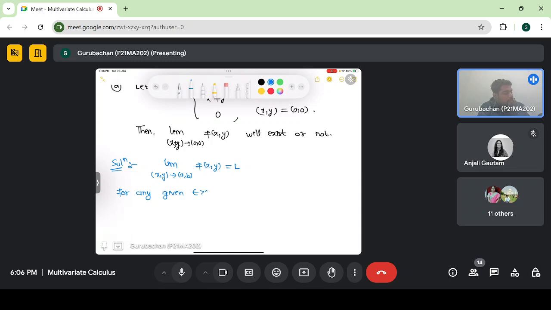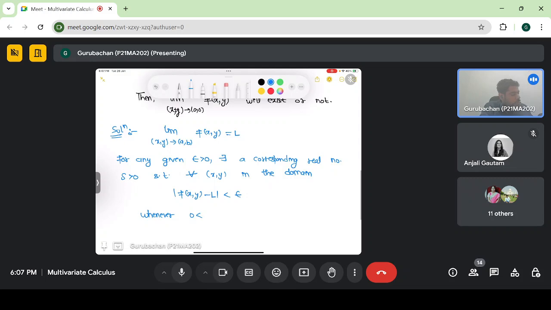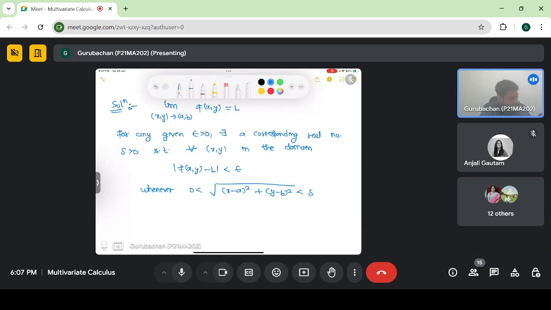then we formally say that for any given epsilon greater than 0, there exists a corresponding real number delta greater than 0 such that for all (x, y) in the domain, mod of f(x, y) minus L is less than epsilon whenever 0 is less than the distance between these two points, that is square root of (x minus a) squared plus (y minus b) squared, is less than delta. Or on behalf of this quantity we may also write that 0 less than mod x less than delta, 0 less than mod y less than delta.